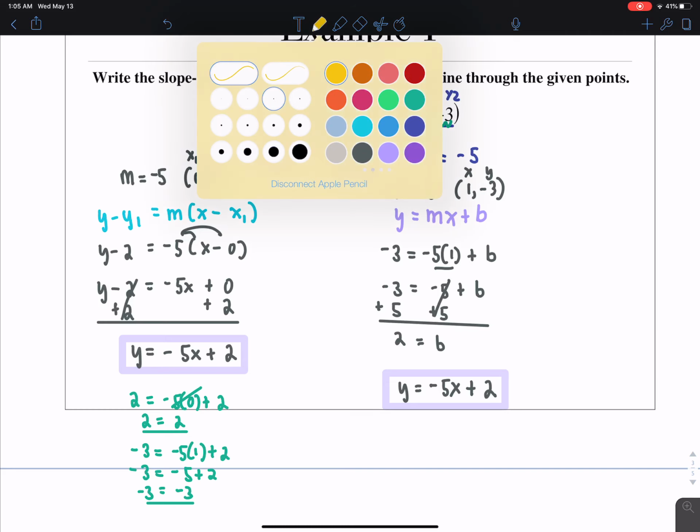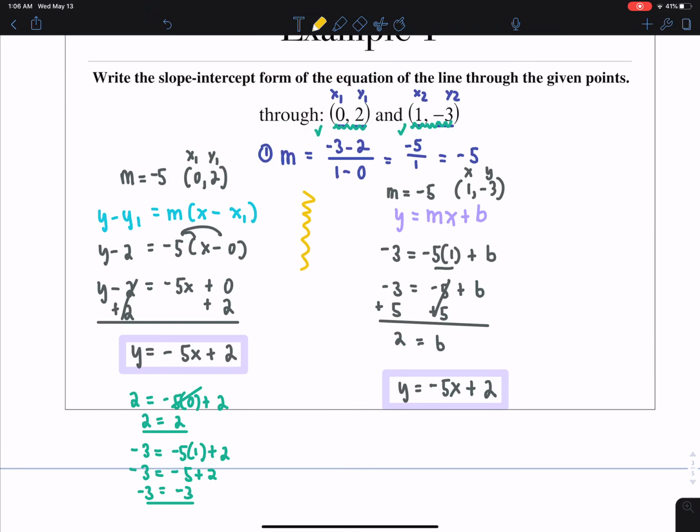But remember, choose one method and stick with it. Both are going to give you the same answer, just so long as you do your work correctly and you come up with your correct equation, and take a second to stop and check and make sure that it's true.